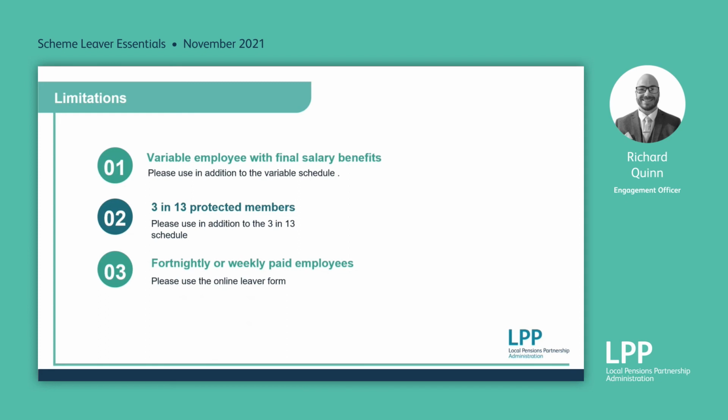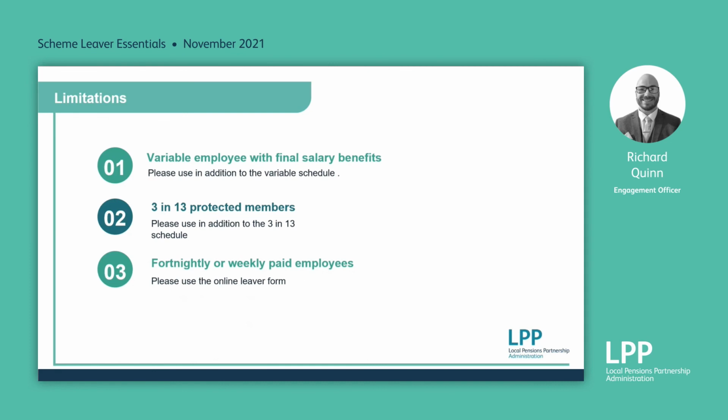It would be down to the member to contact us to stipulate this, and then we would come back to yourselves to ask for the information. You would then just access the 3 and 13 spreadsheet to fill in, and what it does is work out the best 3-year average in that 13 years. And then what there is, we will use to calculate the member benefits.